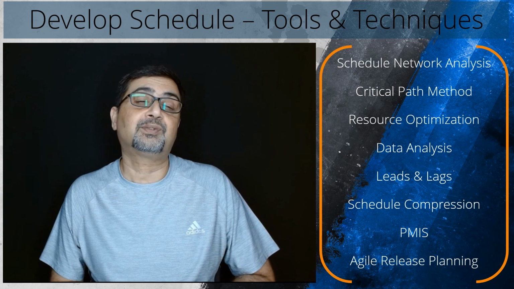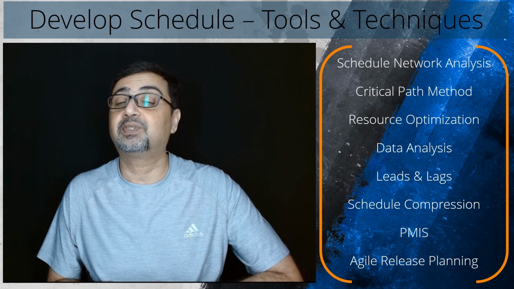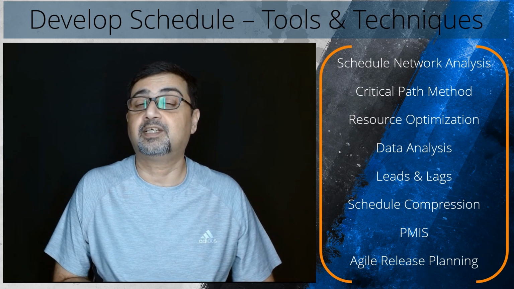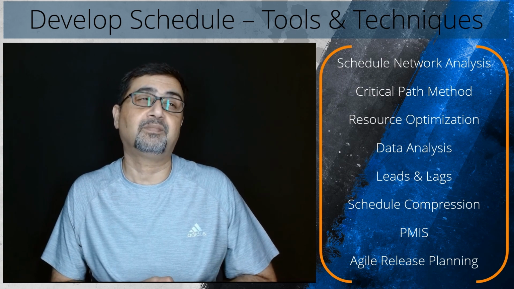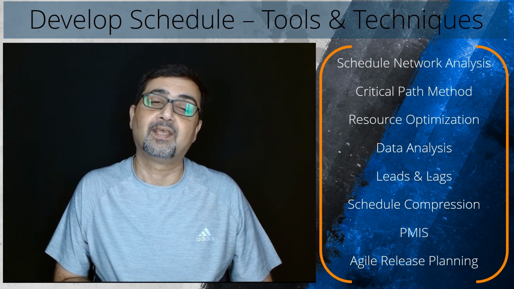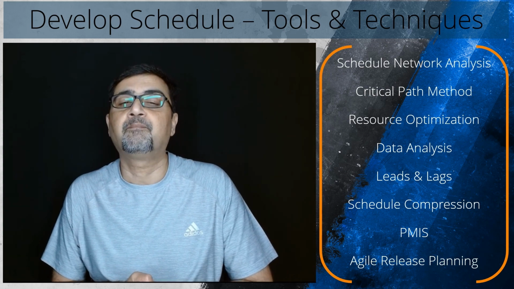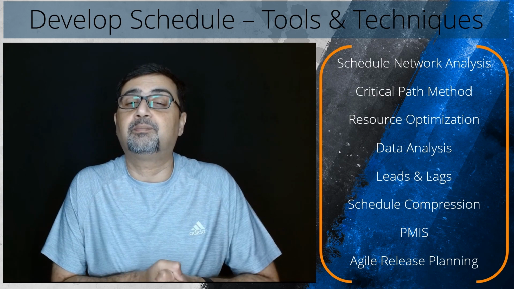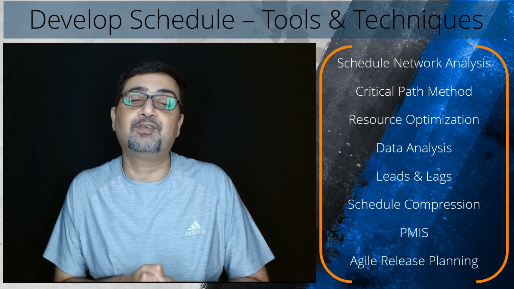Then we have the resource optimization. Resource optimization is used to adjust the start and finish dates of activities to adjust planned resource use to be equal to or less than resource availability. Examples of resource optimization techniques that can be used to adjust the schedule model due to demand and supply of resources include resource leveling and resource smoothing.